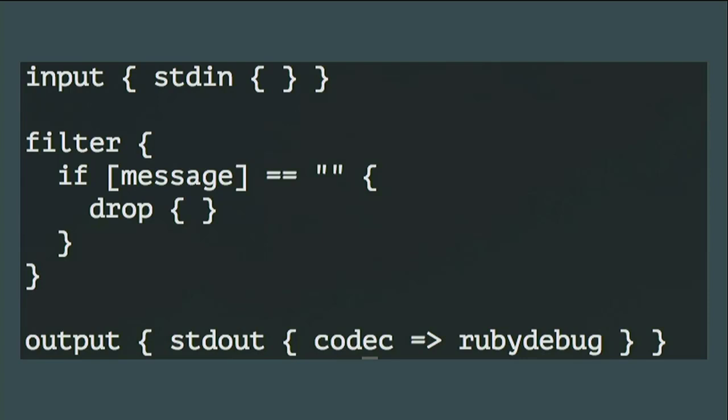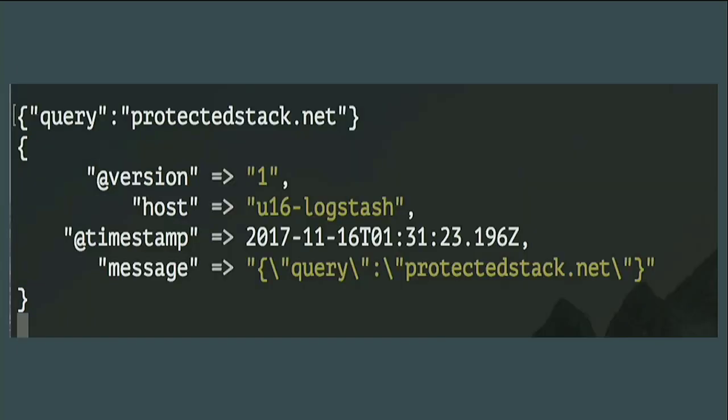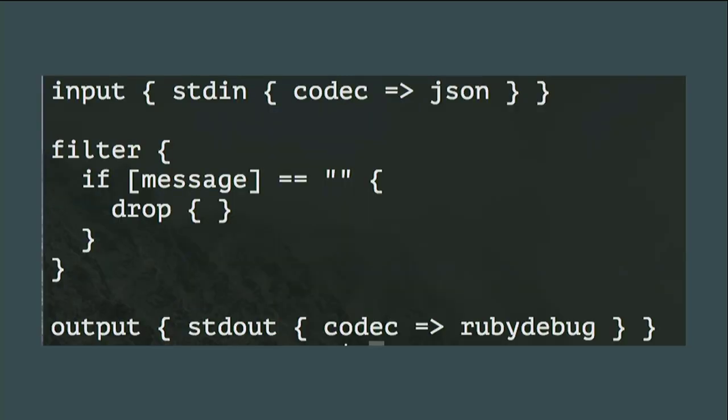So when I start up with that, and I say, here is my JSON object of protectedstack.net, I get a nice little message, and it says, oh yeah, your query is protectedstack.net. That's not very useful, right? I mean, that's okay, I guess. I can search for that, but it doesn't really do anything for me.